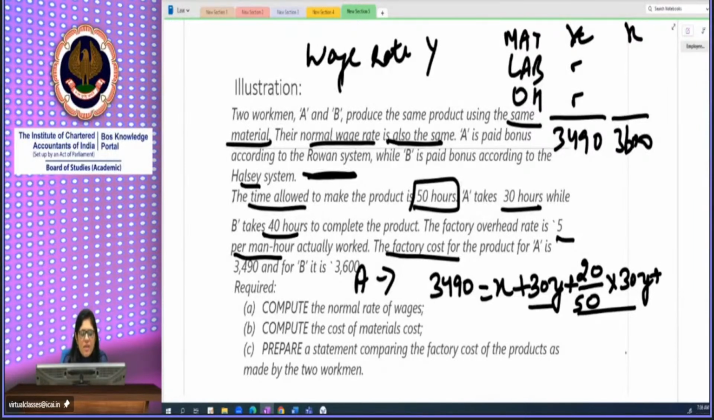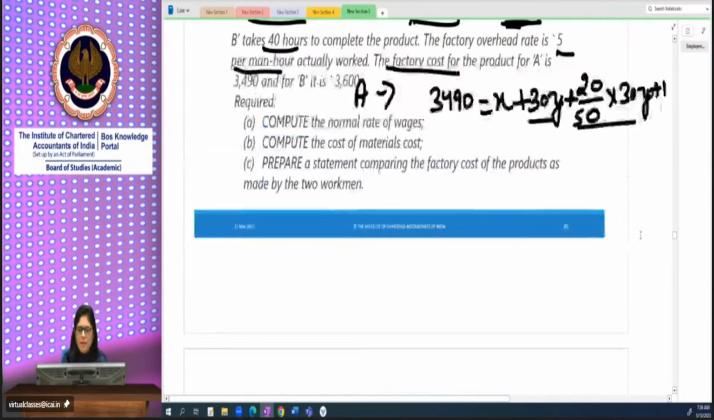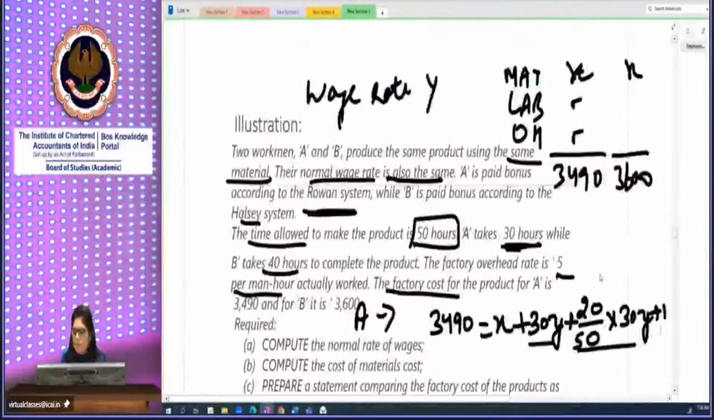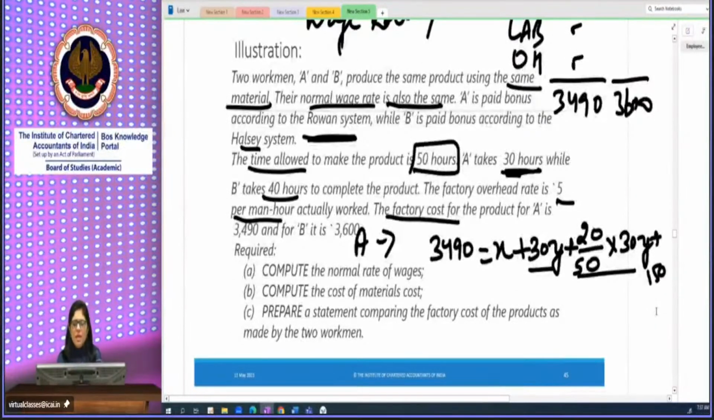Rate is 5 per actual hour worked. How much actual hours worked? 30 hours. So 5 into 30 is 150. There is no space, so it's 150. All right, so for A, I have made the equation. You have to make the similar equation for B.